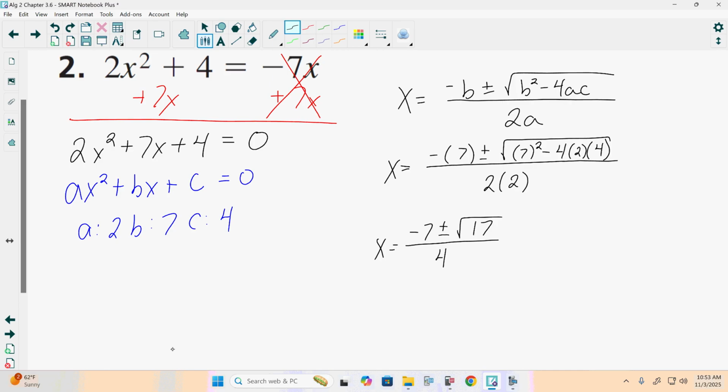Now, there is a possibility we could reduce this. We can write it simpler, but that's not going to be the case because negative 7 and 4 do not have a common factor. There's no number that will go into both negative 7 and 4. So this is as simplified as it gets. Even if we had, say, 2 square roots of 17, 2 square roots of 17 and 4 do have a common factor 2, but because all 3 don't have a common factor, it's not going to reduce.